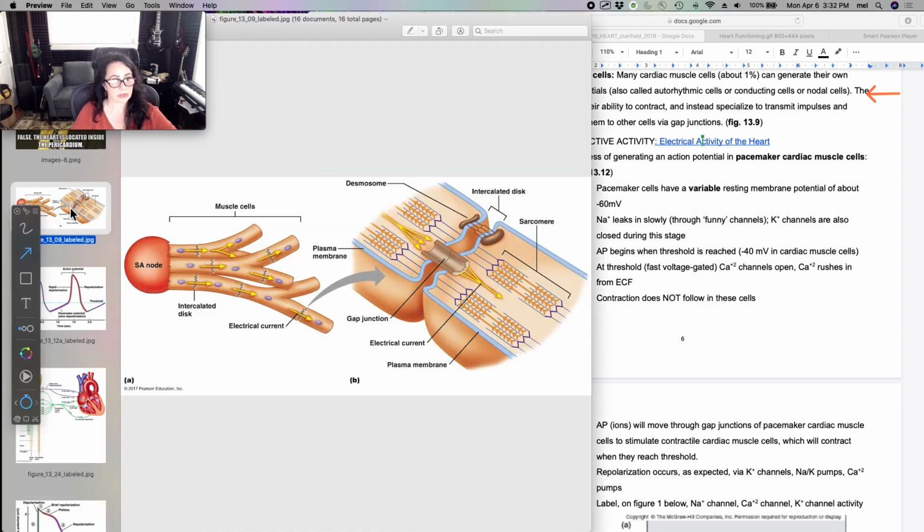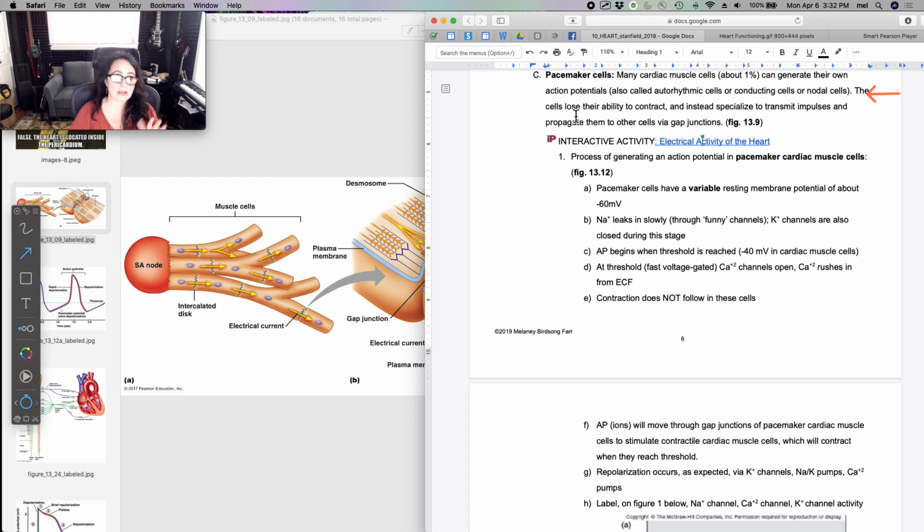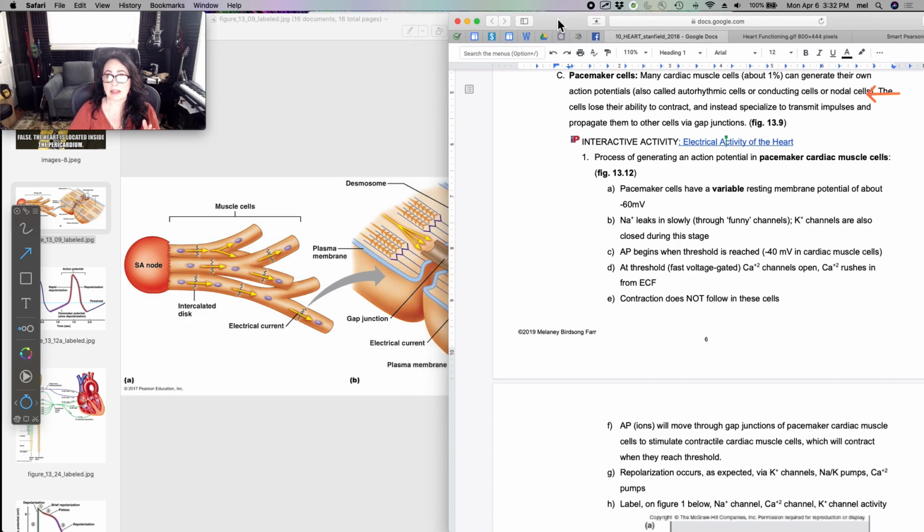And of course, these cells are clustered in nodes, SA node and AV node. And then there are also chains of them in the AV bundle and the left and right bundle branches. And I'll show you an animation in just a second, but what these do is during embryonic development, they actually lost their contractile ability. Instead, they became highly specialized not to contract, but to depolarize.